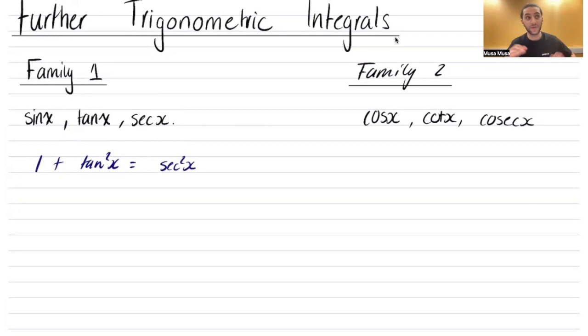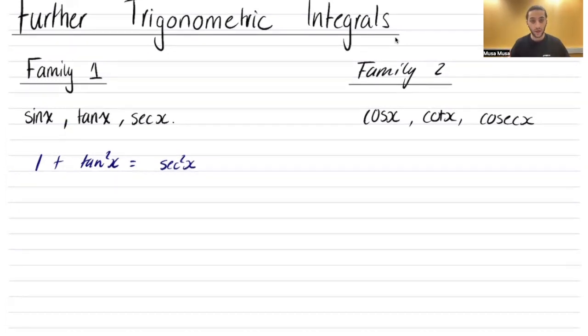What I'm trying to say is these ones hang around each other all the time. They show up in the same formulas and the same identities. I mean, you already know that if you take the derivative of tan x, you get sec squared x.